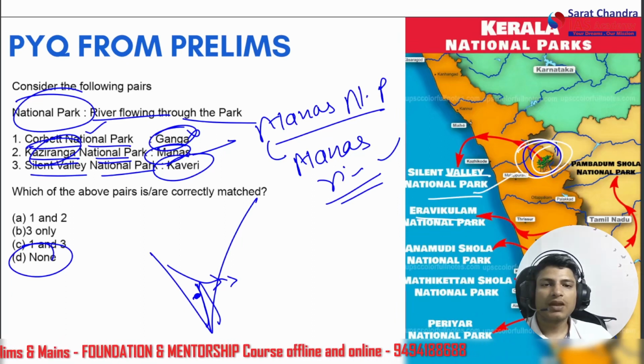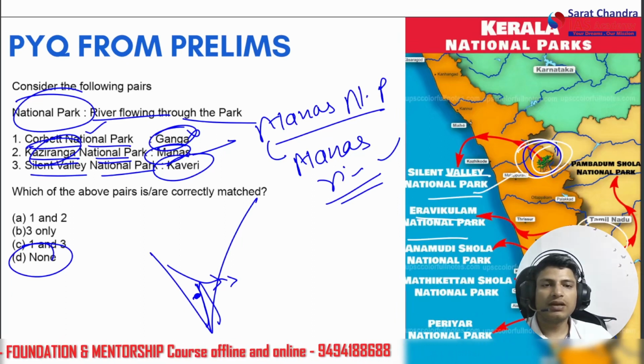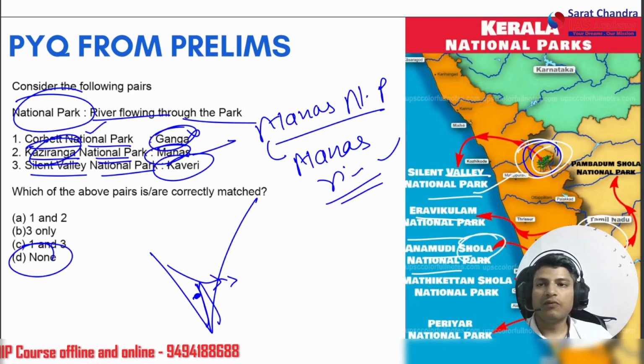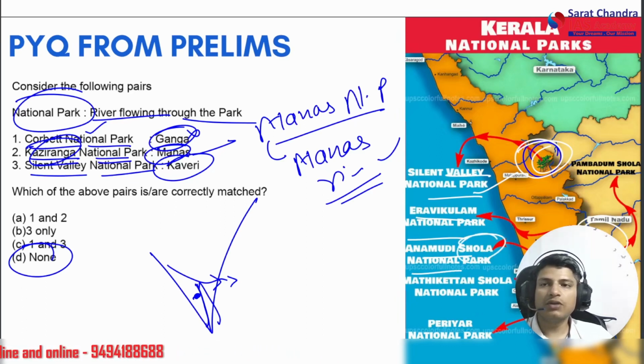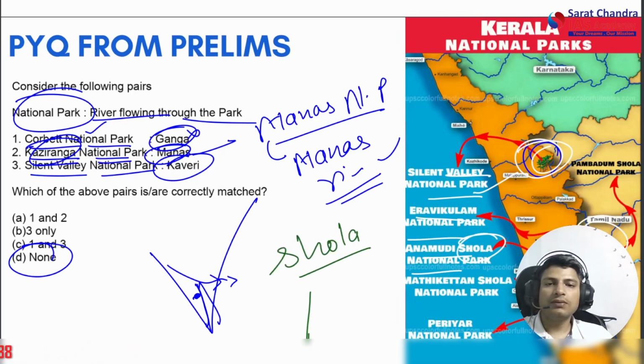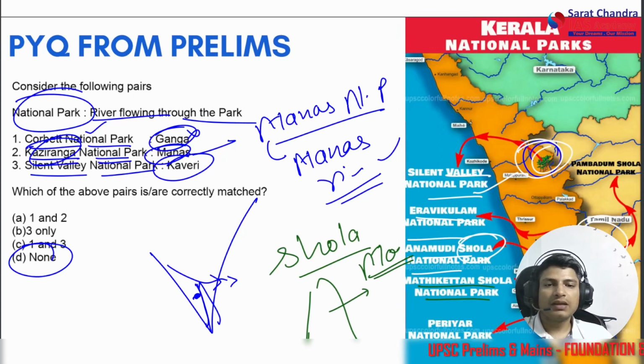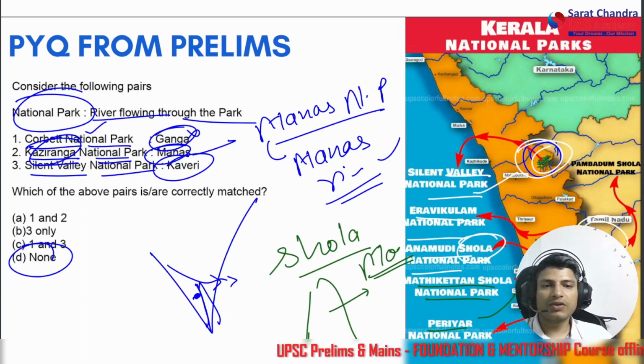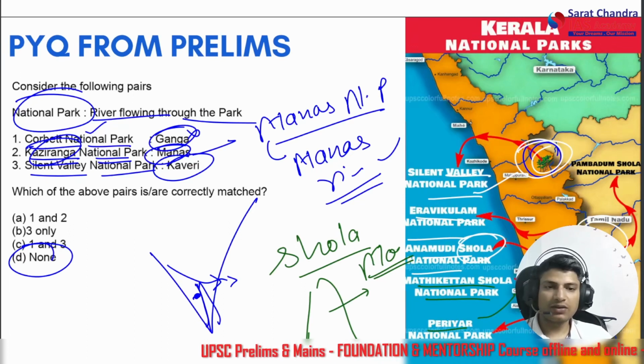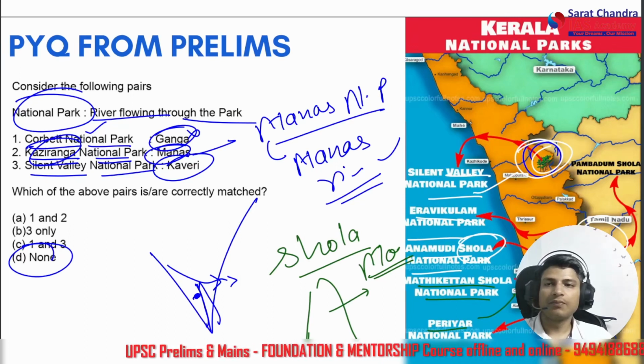Next is the Eravikulam National Park, located here. Anamudi Shola National Park. Shola is very important here. What kind of forests are called Shola forests? Shola are mountainous type of evergreen forest. Alright. There's Mathikettan Shola National Park. Then there is Periyar National Park on the Periyar River. The Mekedatu Dam project is also contested here, on the Periyar River.